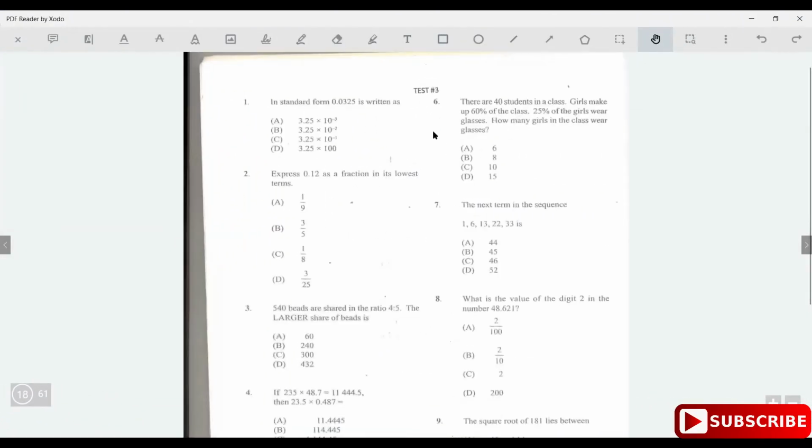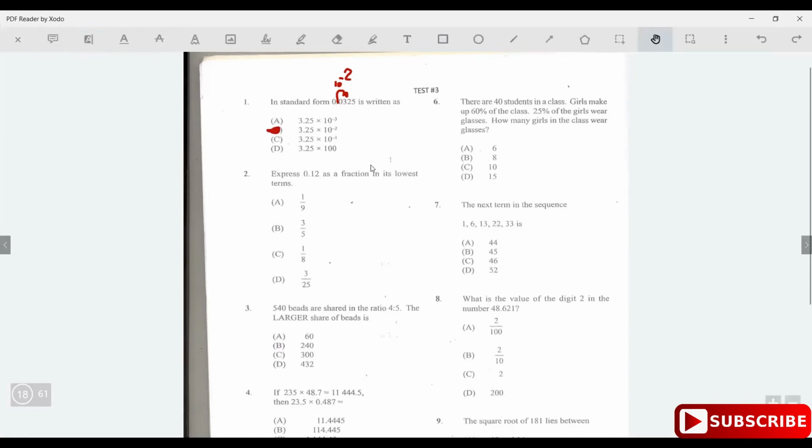It says in standard form, what is 0.0325 written as? Now, in order to write it in standard form, we have to shift the decimal place 2 spaces to the right. Going to the right is negative, so it's 10 to the minus 2. So it's going to be 3.25 times 10 to the minus 2. That's option B.